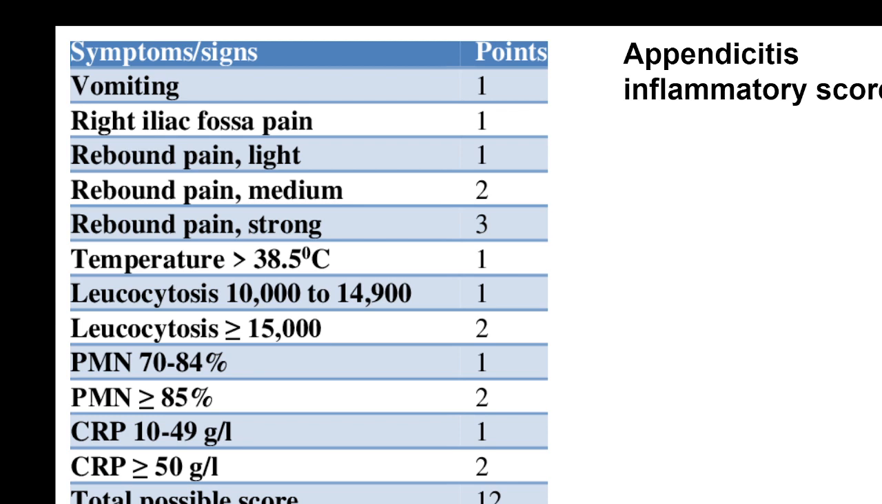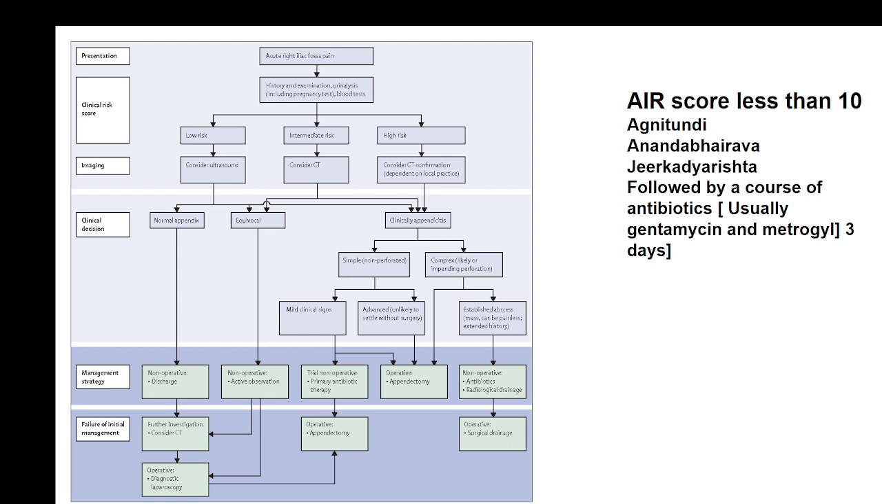Now the total possible score is 12, and here again, if the total score is more than 7, it's considered as acute or severe conditions which may require emergency surgery, and if the score is 4 to 6, it's considered to be moderate, and less than 4, it's considered as mild.